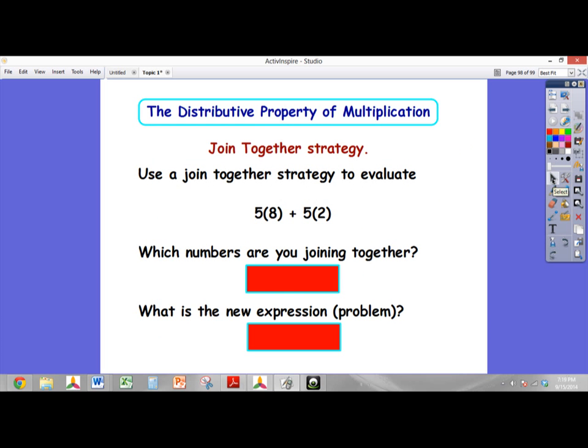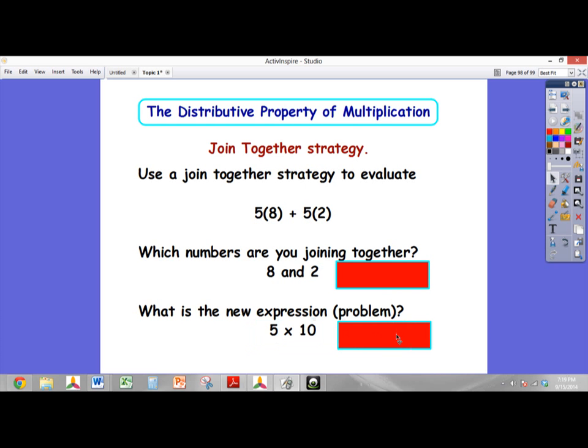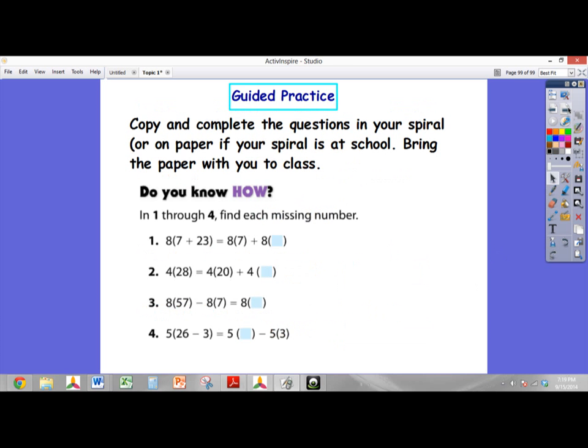Let's try another one. With a join together strategy, let's evaluate 5 times 8 plus 5 times 2. So what two numbers do you want to join together? The 8 and the 2 here, because they're both being multiplied by that same number, that 5. So what's the new expression or problem that we're asked to answer? 5 times 10, because when I join together the 8 and the 2, with addition in the middle here, that's 10. I want 10 groups of 5. Well, I know 10 times 5 is 50, so now I can do that problem mentally.